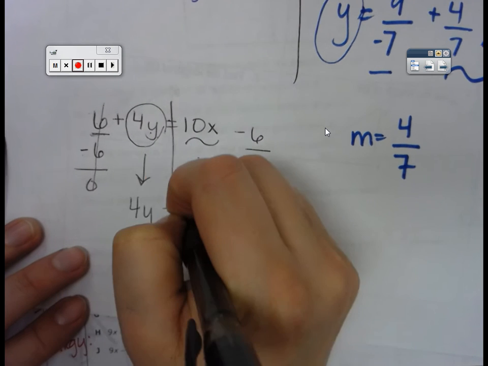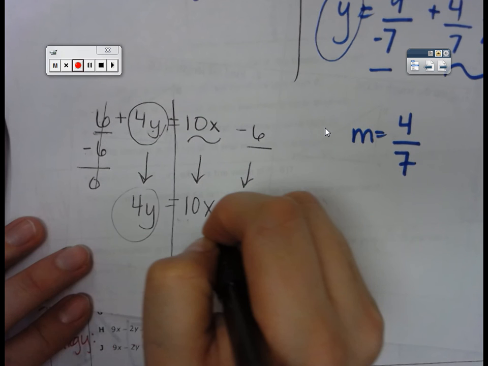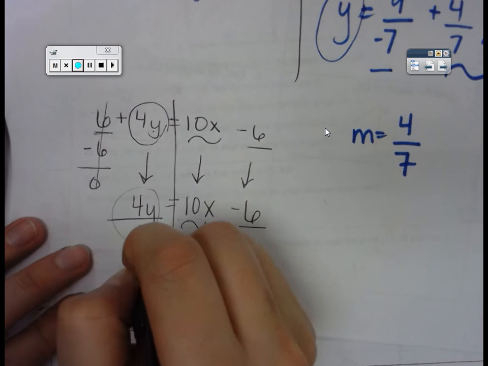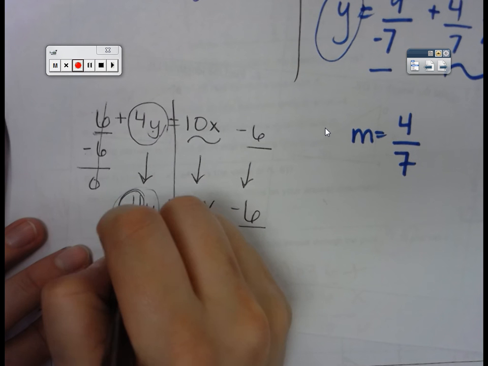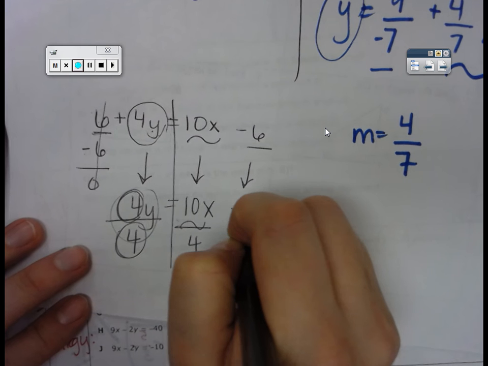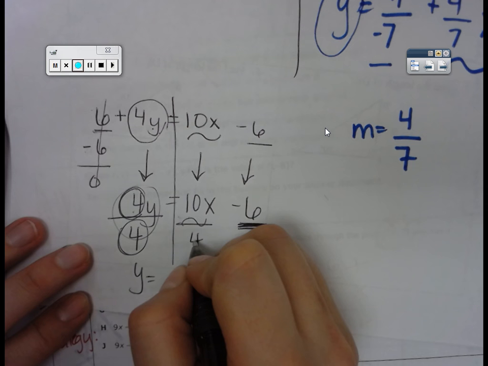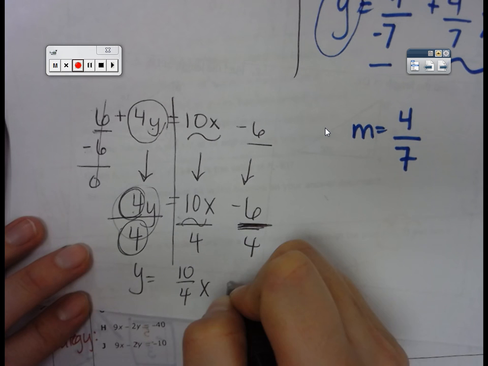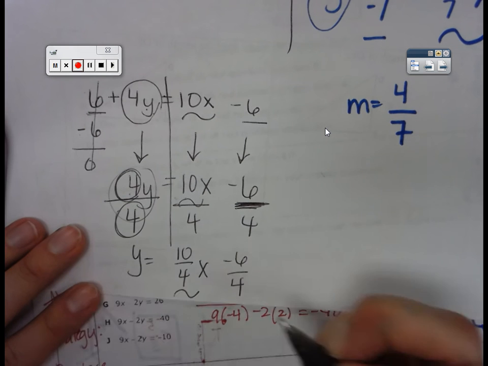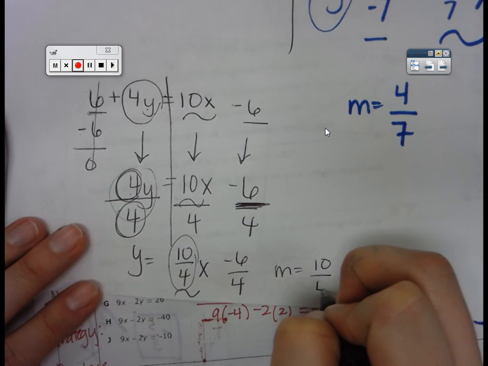Bring this down. 4y equals 10x minus 6. You got the y, you got a squiggly, you got the underline. So I divide by what's in front, the coefficient, and divide everything else by 4, because that's what's in front of the y. So you get y equals 10 over 4x minus 6 over 4. Squiggly. That means that this right here is my slope. M equals 10 over 4.